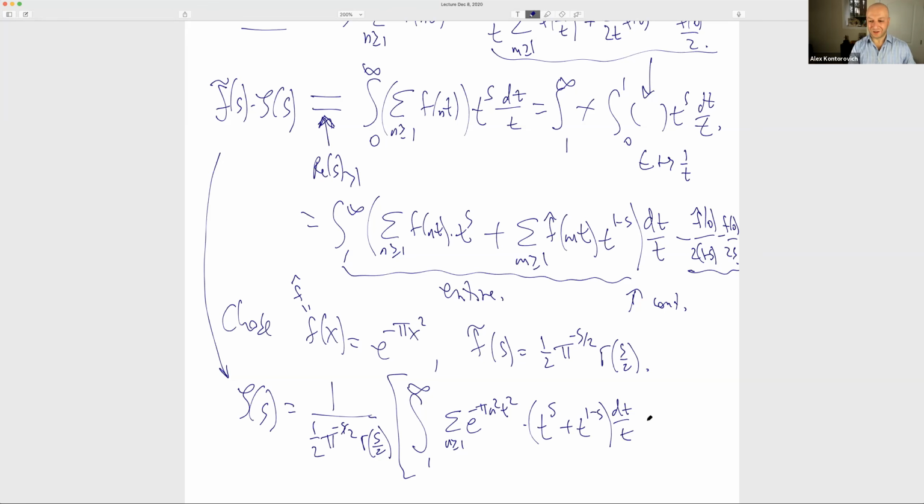And there are these extra factors. f hat is 1 and f is 1. f at 0 is 1. So we get 1 over 2 times 1 minus s, minus 1 over 2s. Okay?